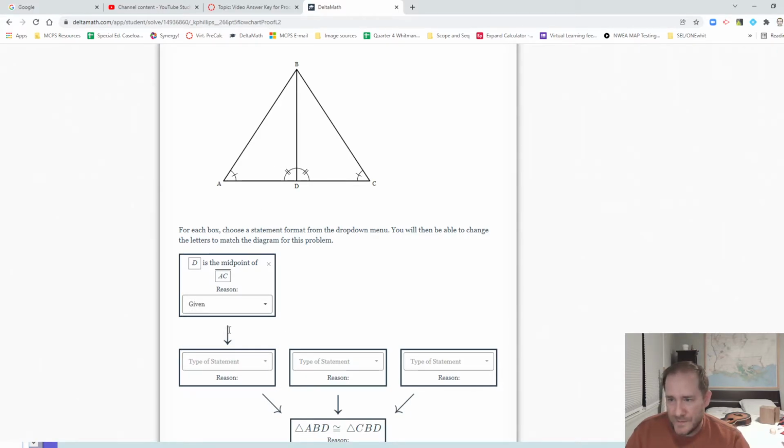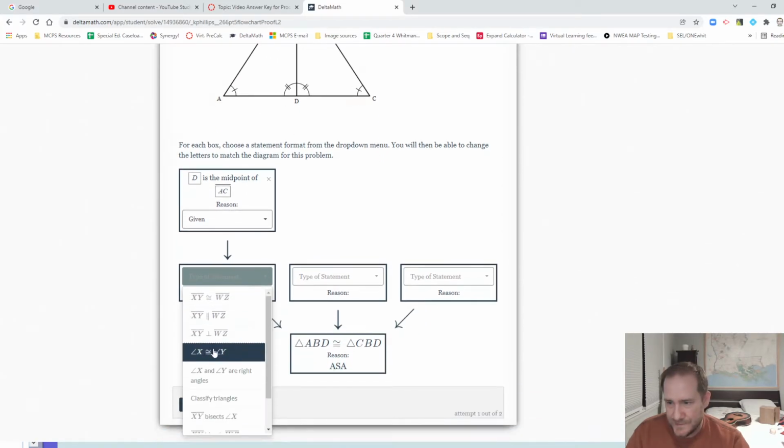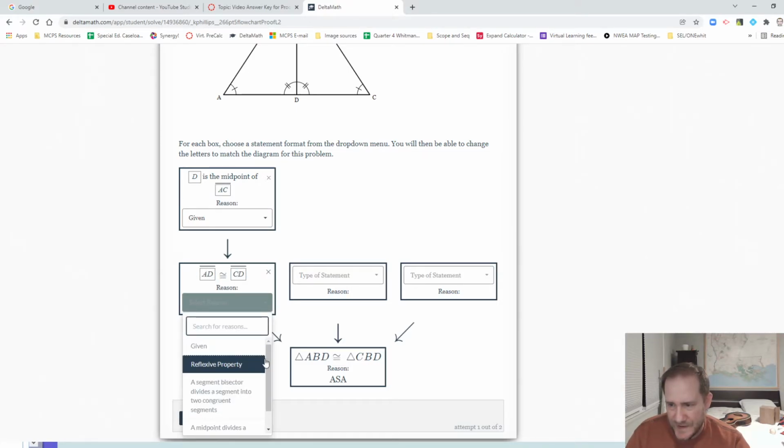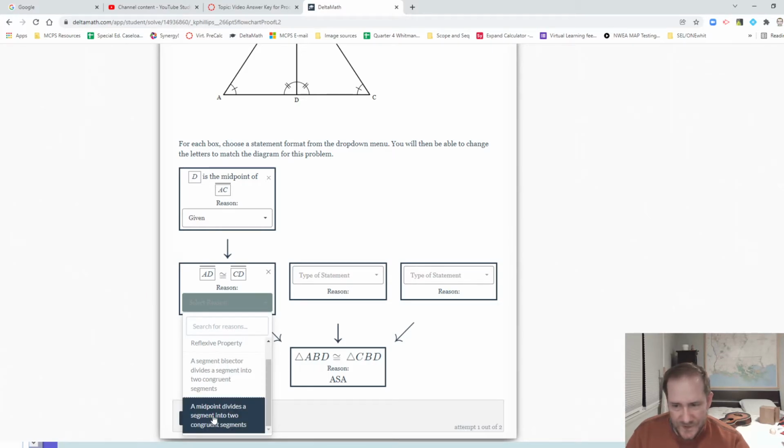Then remember that the arrow means they have to actually link together. So you can say AD, CD. That's the segments. That's not going to be given. That's going to come from this. Basically, the definition of midpoint, right? It says a midpoint divides a segment into two congruent segments.